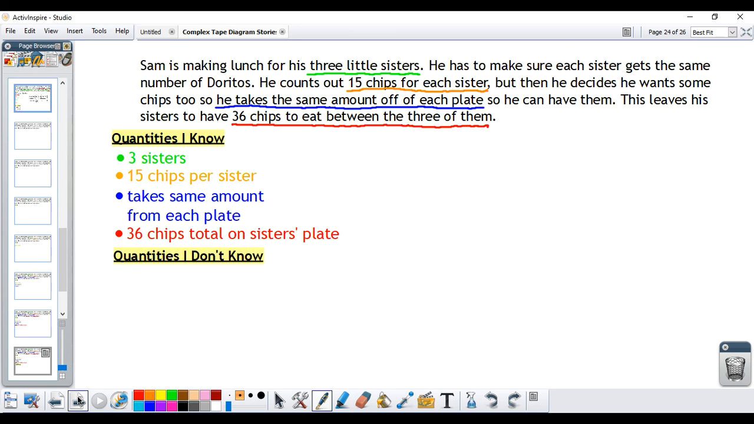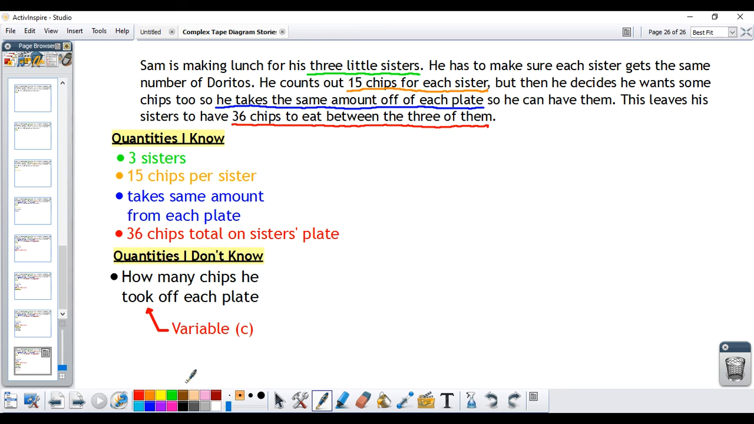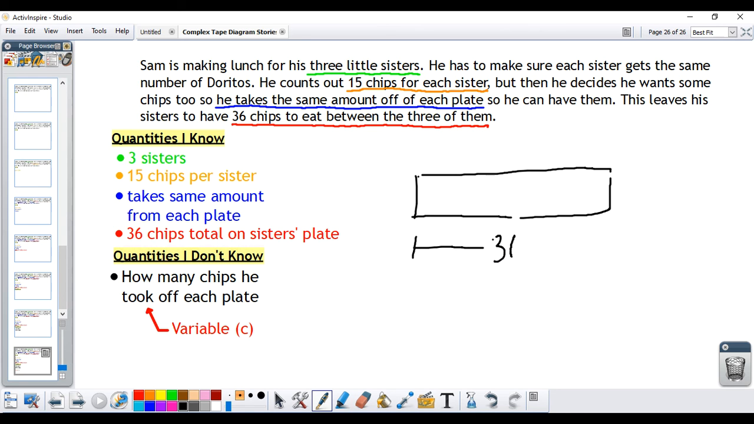What I don't know is how many chips he took off of each plate. So again, that's my variable, and I'm going to use C again, C for chips. So when I draw my rectangle, I have 2 totals here, really. I have my 3 sisters and I have my 36 chips. But when I look at my other 2 bullets here, they're talking about chips. So this whole thing is going to be 36 chips.